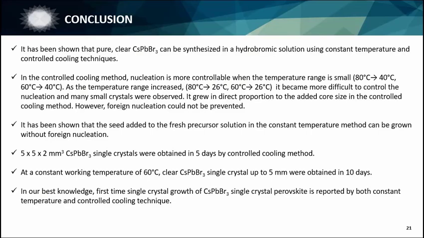In conclusion, it has been shown that pure, clear cesium lead bromide can be synthesized in a hydrobromic solution using constant temperature and controlled cooling techniques. And it has been shown that the seed added to the fresh precursor solution in the constant temperature method can be grown without foreign nucleation.